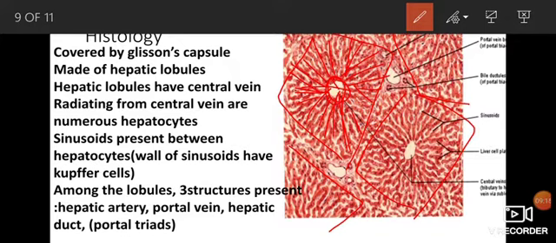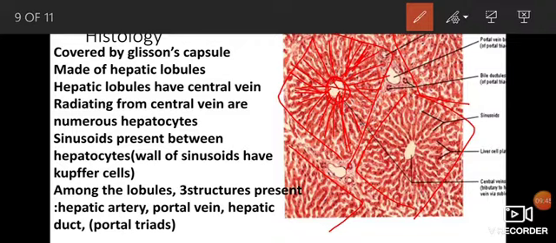Between these hepatic rows of hepatocytes, you can see a space that is visible in white color. That space is called sinusoid, and the wall of the sinusoid consists of a special phagocytic cell called Kupffer cell. Kupffer cell is the phagocytic cell of the liver which is present along the walls of the sinusoid. So the sinusoid is present between the rows of hepatocytes radiating from the central vein.